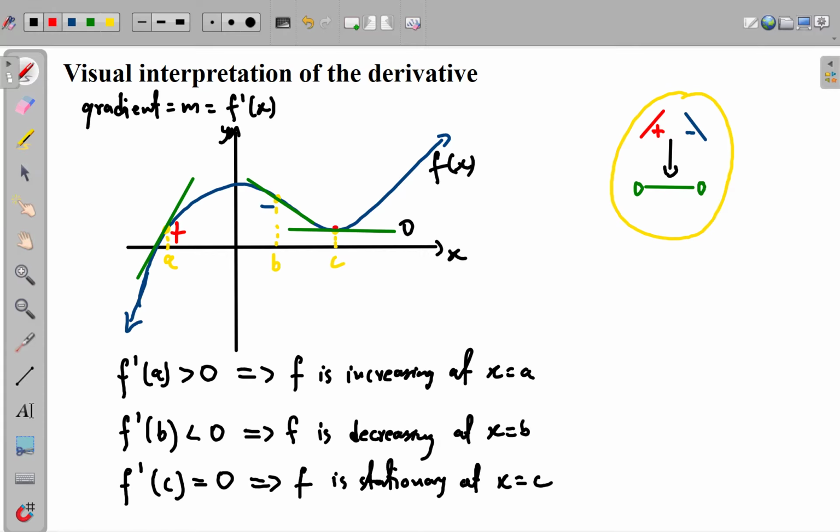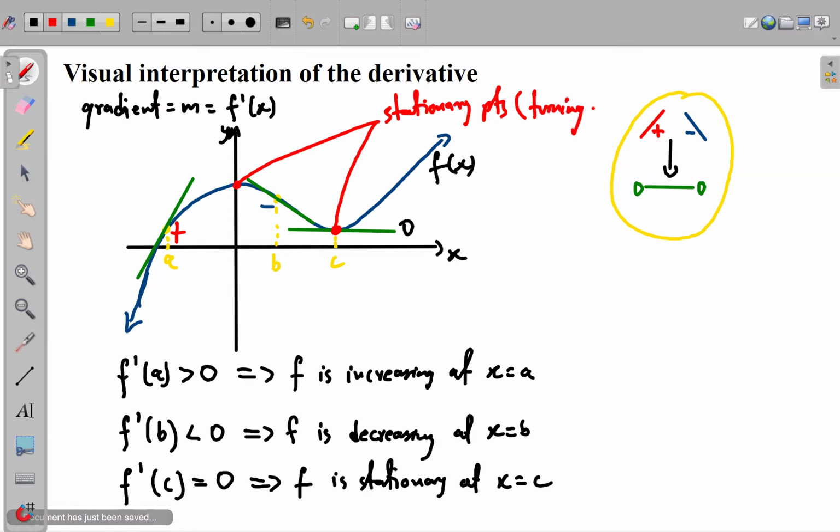I want you to note that this stationary point is not just a stationary point. Another special name for a stationary point is the turning point. So take note that these are actually stationary points. They are both stationary points, but another name for that is turning points. Again, I hope you're noticing how we're playing with words here.